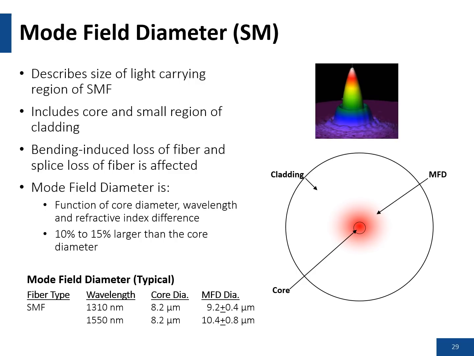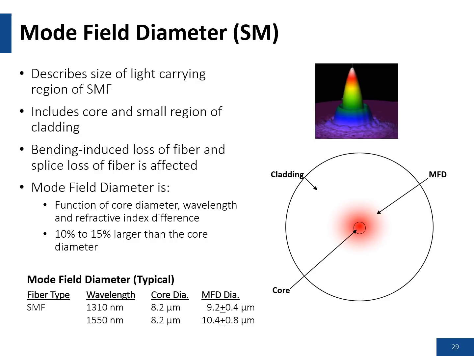Another parameter is mode field diameter. In single mode fiber, the energy of the photons is actually traveling not just in the core, but in an area just outside the core in the cladding. This is what's called the mode field. The mode field is a description of the light carrying region of single mode fiber. Again, it includes the core and a small region of the cladding.